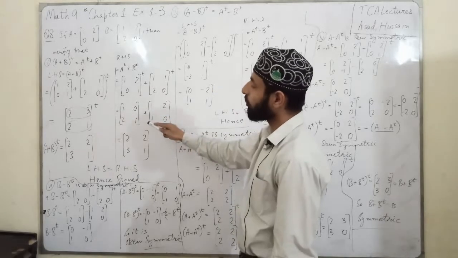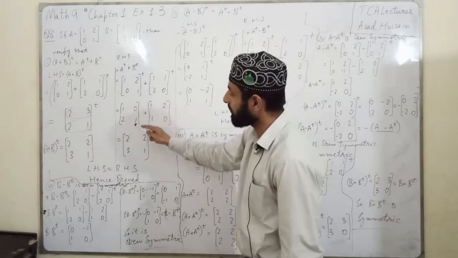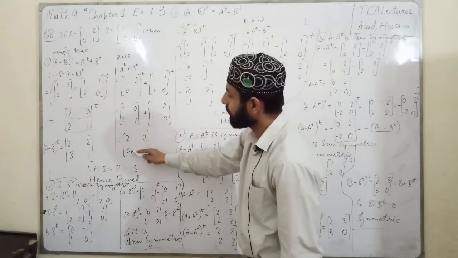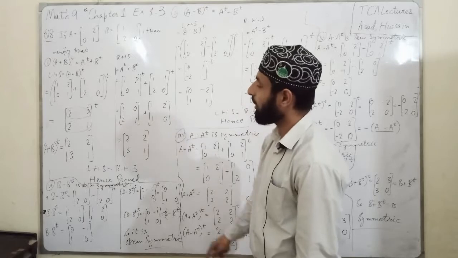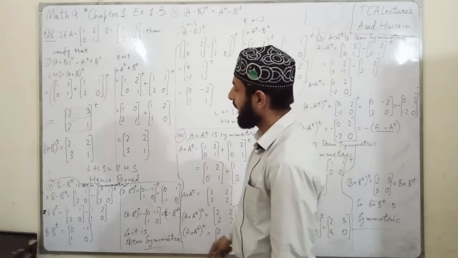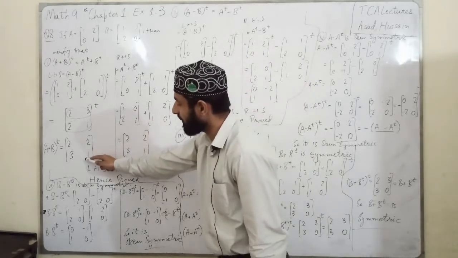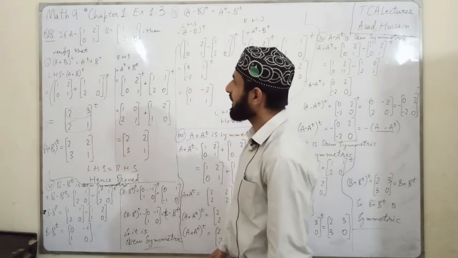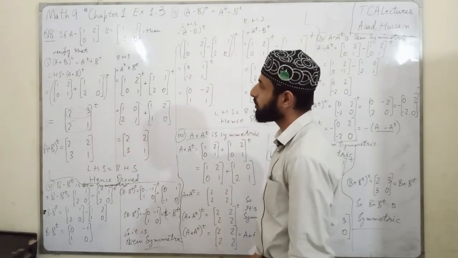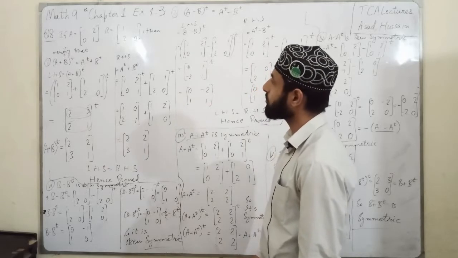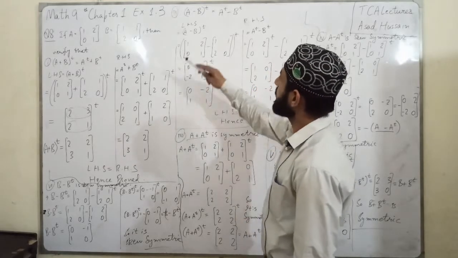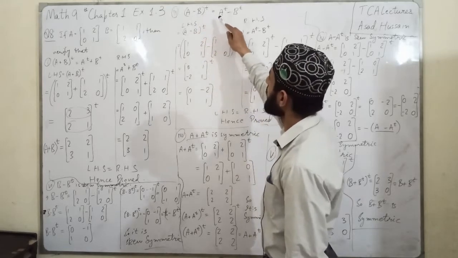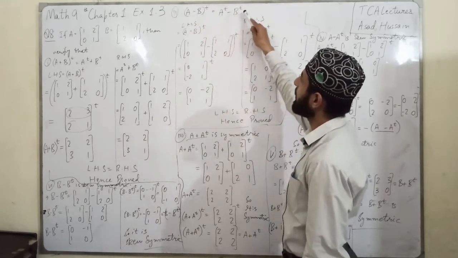Now adding the corresponding entries we get 1 plus 1 is 2, 0 plus 2 is 2, 2 plus 1 is 3, 1 plus 0 is 1. As we can see, the left hand side is equal to the right hand side, so hence we can say that (A plus B) whole transpose is equal to A transpose plus B transpose. Now the second part is (A minus B) whole transpose is equal to A transpose minus B transpose.